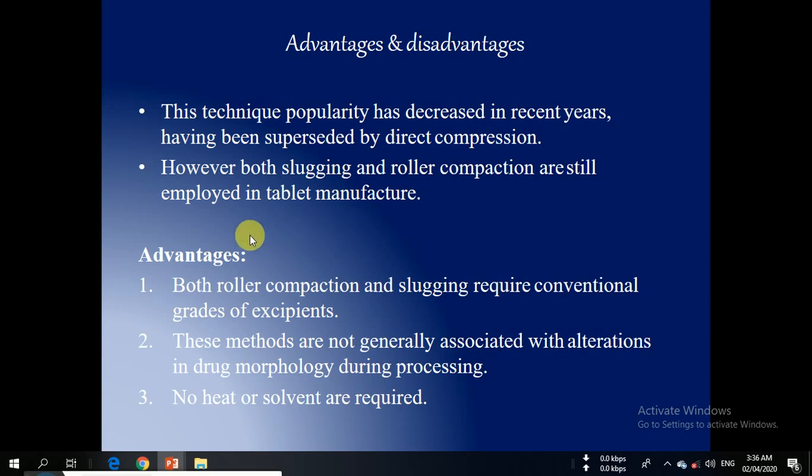The advantages, or merits, of the dry granulation method are that both roller compaction and slugging require conventional grades of excipients, while these methods are not generally associated with alteration in drug morphology during processing, and no heat or solvent is required. So these are the advantages of the dry granulation method.